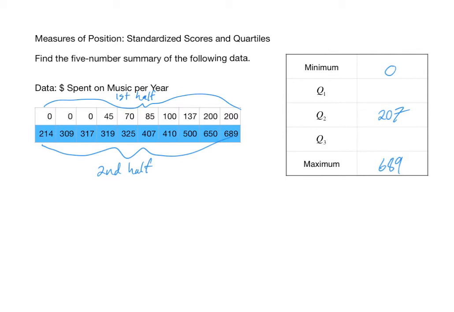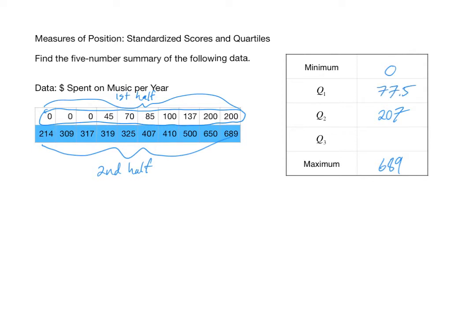Now, to get Q1, we need the median of the first half. So we're essentially just looking at this data set right here, pretending like the bottom part doesn't exist. We need the median of that, and the median of that is the average of these two numbers, because those two numbers sit in the middle. Well, the average of 70 and 85, you would do the sum of 70 and 85, and then divide by 2, which would then give you 77.5.